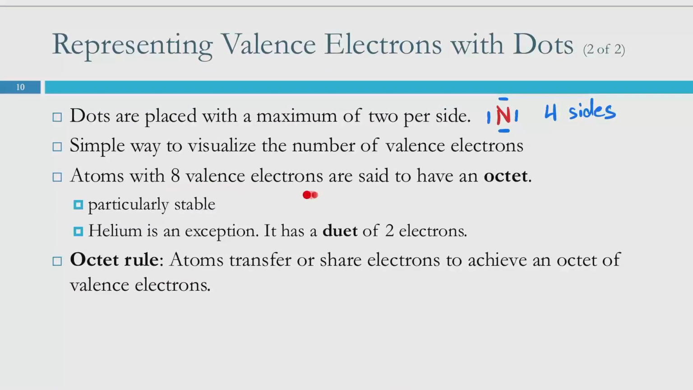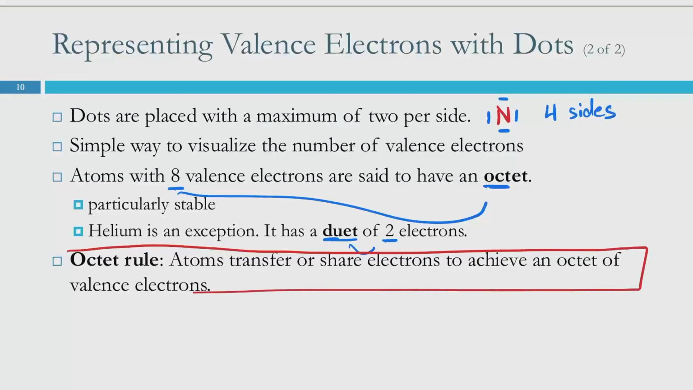Atoms that get or have 8 valence electrons are said to have an octet. The oct, like in octopus, stands for 8. An octet is particularly stable. There are some exceptions to the octet rule. Helium is an exception. It gets a duet. A duet, like 2 people singing together. So a duet is 2 electrons. Small atoms are happy with a duet. Otherwise, generally, we are looking for octets.